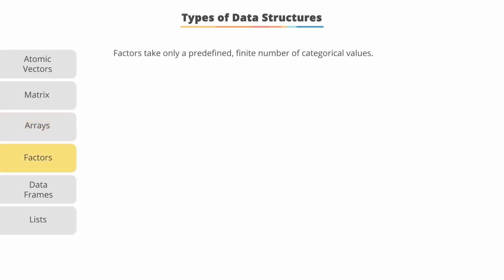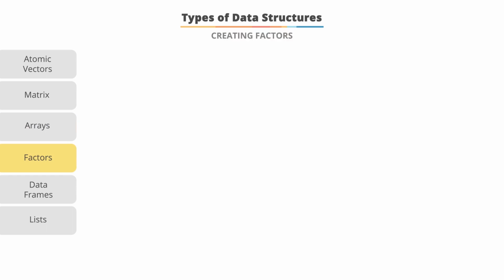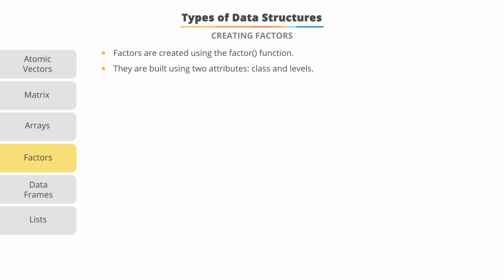Now with factors, it's essentially a class value system. So we're taking a predefined finite number of categorical values. So if we were looking at gender, the levels of that would be female and male. And the way we can create factors is using the factor function. The way to validate that something was created as a factor is using the class function.